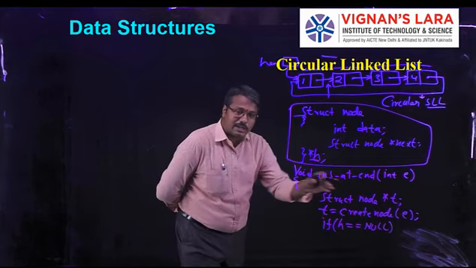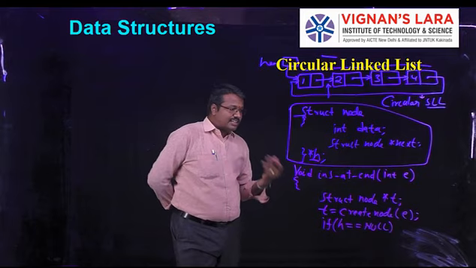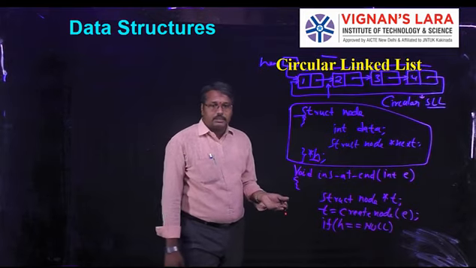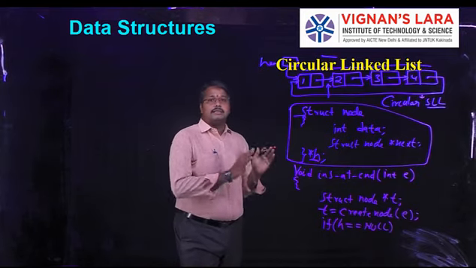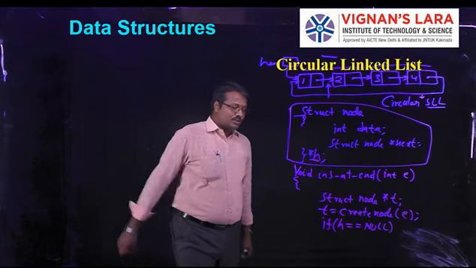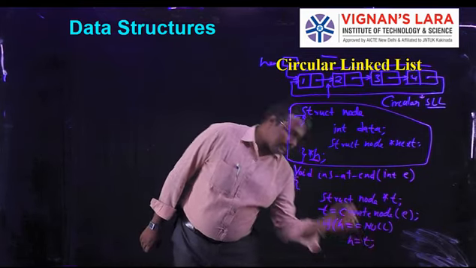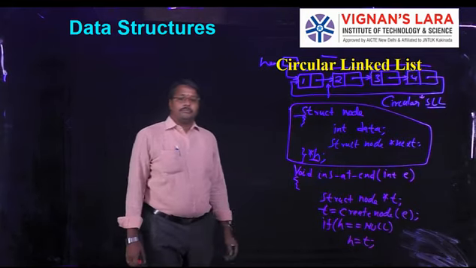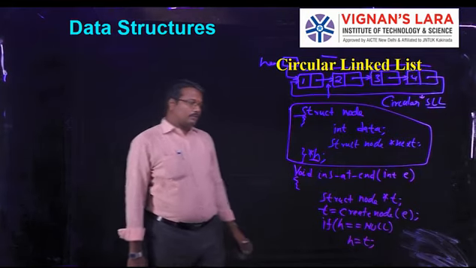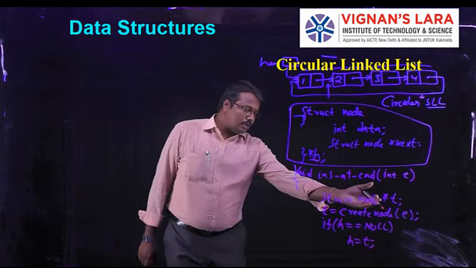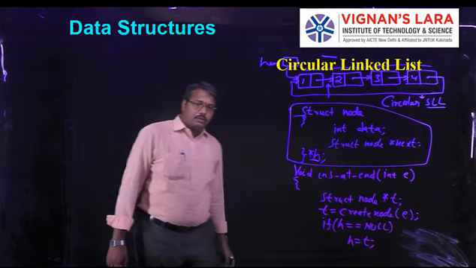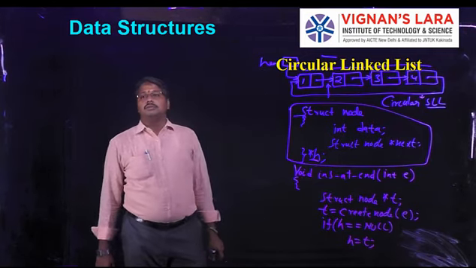What is the node right now I am creating? What is the element right now I am inserting? That is the first element, that is the last element also. So for that, I am copying the address. Right now one node is created, the node address is in T. The same address I am assigning to H also.